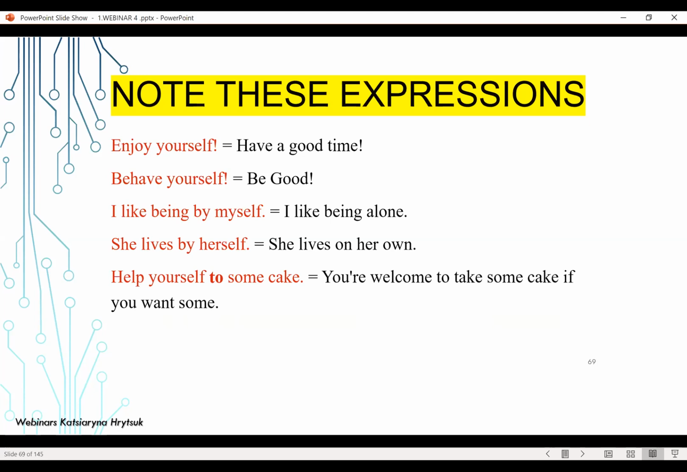Next, write down, please, this example. Help yourself to some cake. You can say help yourself.